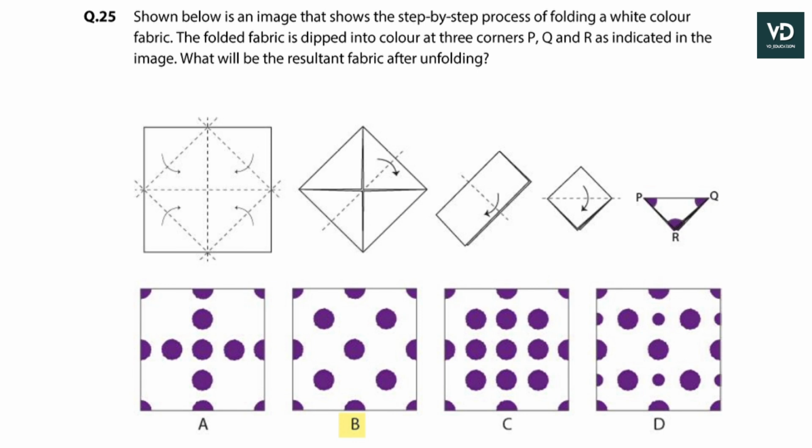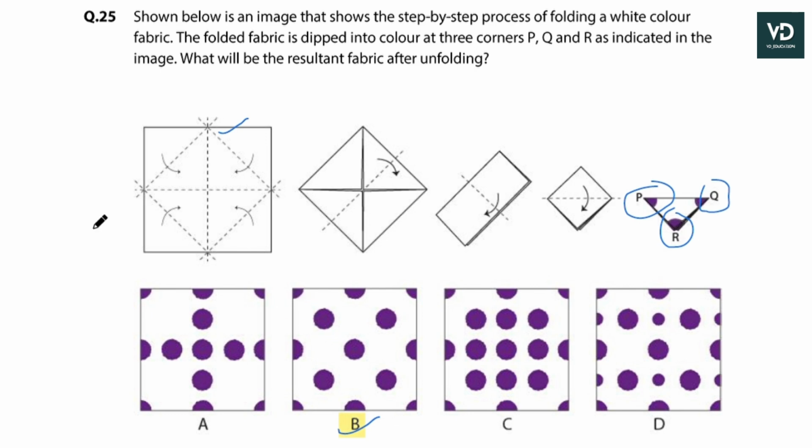Fifth question. Shown below is the image that shows the step-by-step process of folding a white color fabric. The folded fabric is dyed with color at three corners P, Q and R, as indicated in the image. What will be the resultant fabric after unfolding? The first step is a regular square, then that is folded from this edge, then this edge, then this edge, and the colored part is P, R and Q, and the correct option will be C.